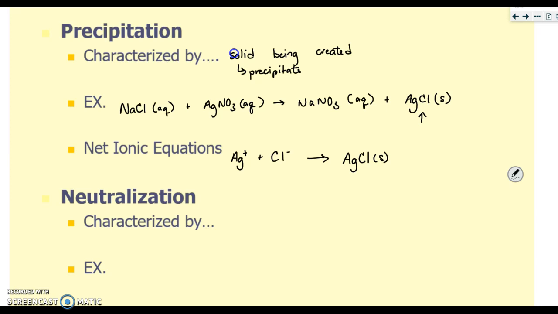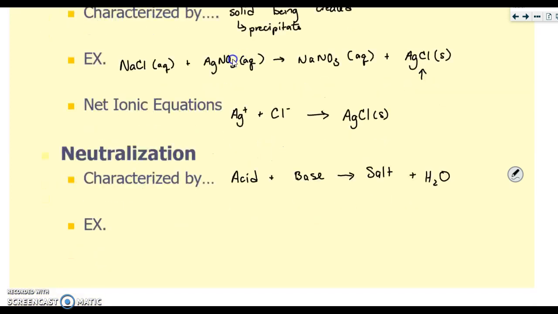A neutralization reaction is an additional subcategory for double replacement, and it is characterized by an acid plus a base forming a salt, any ionic compound, plus water. For example, HCl plus NaOH, an acid plus a base, producing NaCl, a salt, plus water.